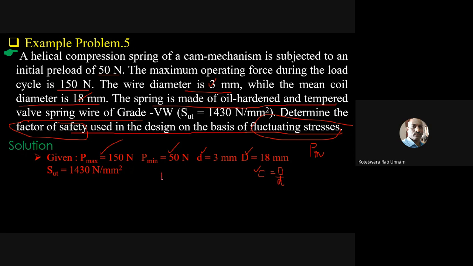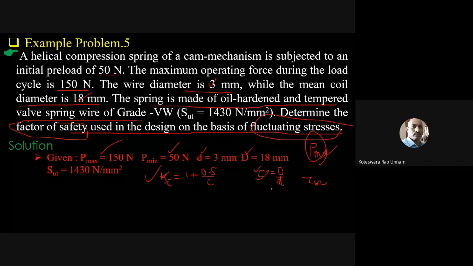Once you know the C value, then you can find out the Kc value, that is the shear stress correction factor due to direct shear stress, which is nothing but 1 plus 0.5 by C. So we know the C value, then I can now calculate the Kc value. So I have the PM value. Using this PM and Kc value, we can calculate tau m. Tau m is nothing but Kc into 8 PM into D by pi d cube.